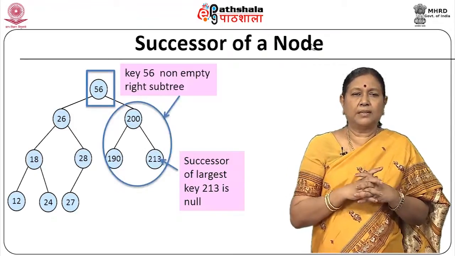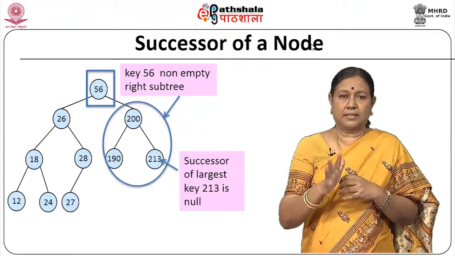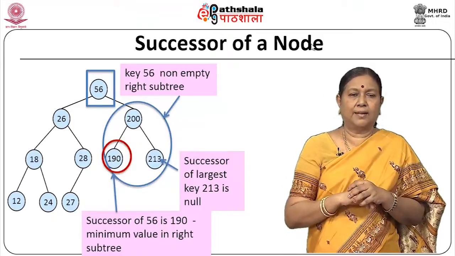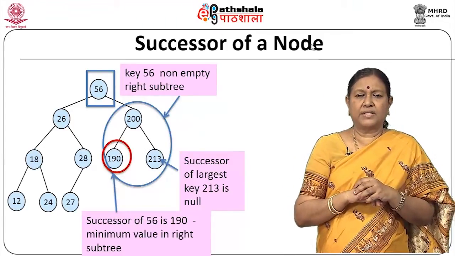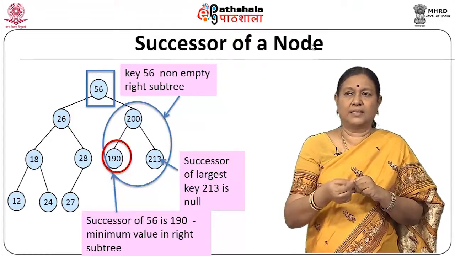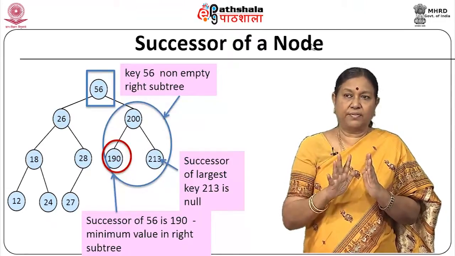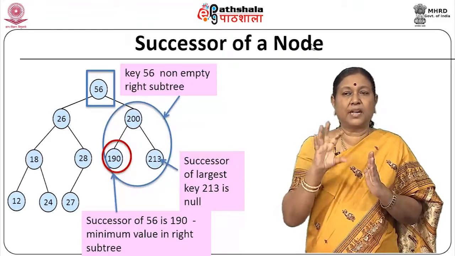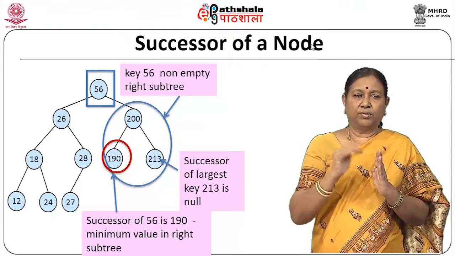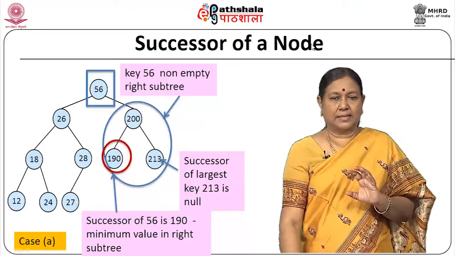And now let us look at key 56. If you look at key 56, it has a non-empty right subtree. If you talk about a non-empty right subtree, the successor of 56 is 100, because this is the minimum in the right subtree. I want to find the successor of 56. The right subtree can be empty or non-empty. If it is non-empty, then you have to go to that right subtree and find the minimum element there. That is the successor.